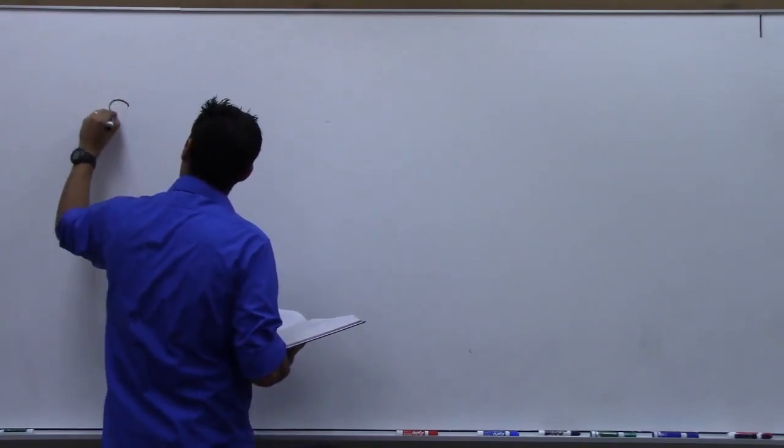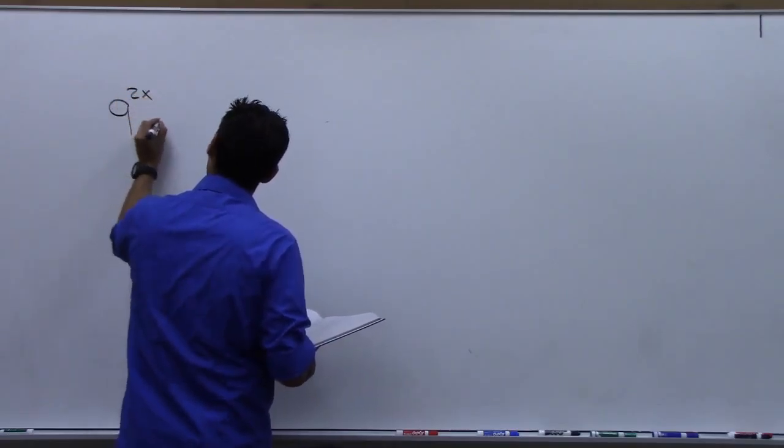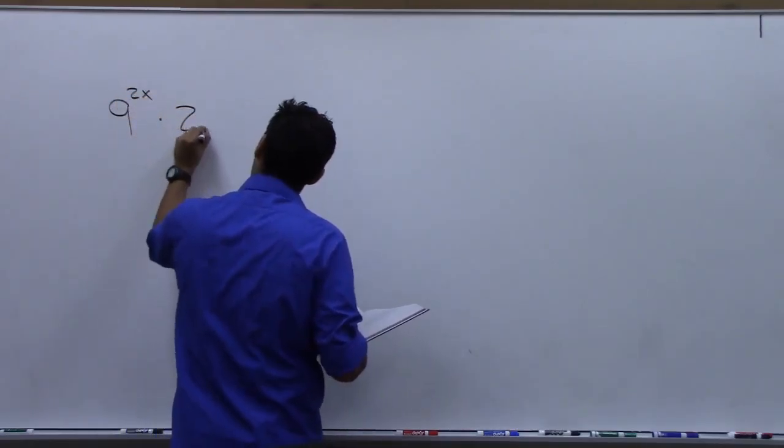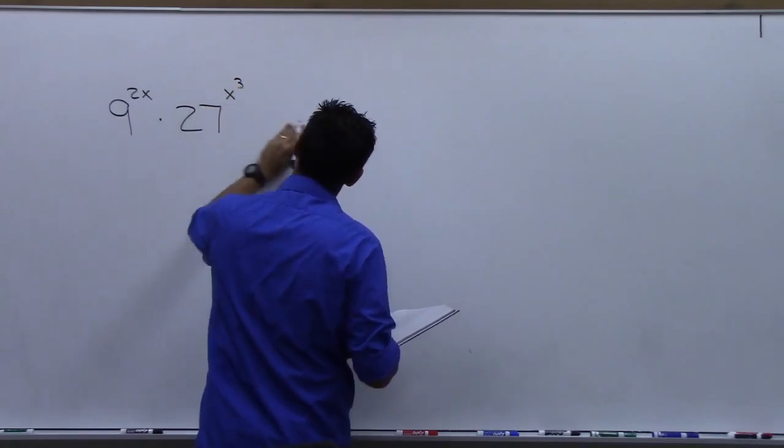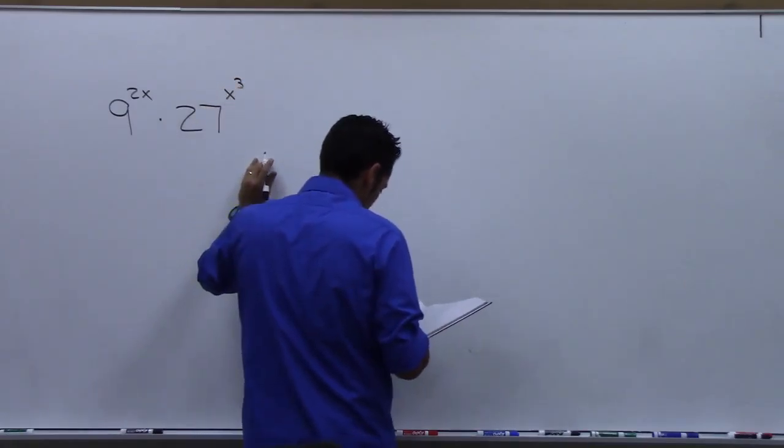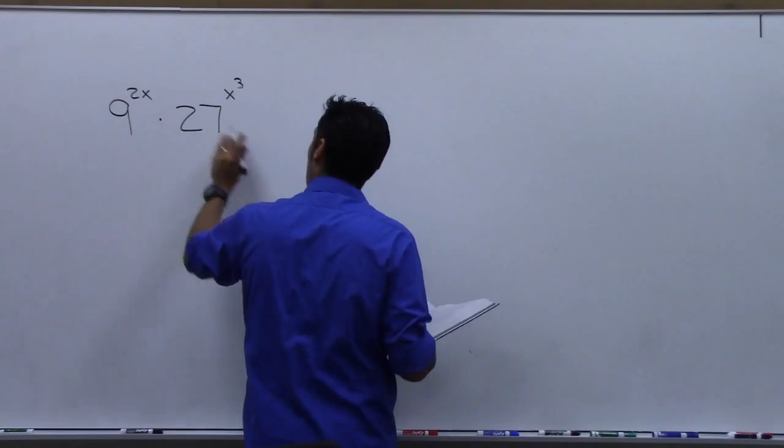How about this? 9 raised to the 2x times 27 to the x cubed. Hold on, that was x squared. I apologize.